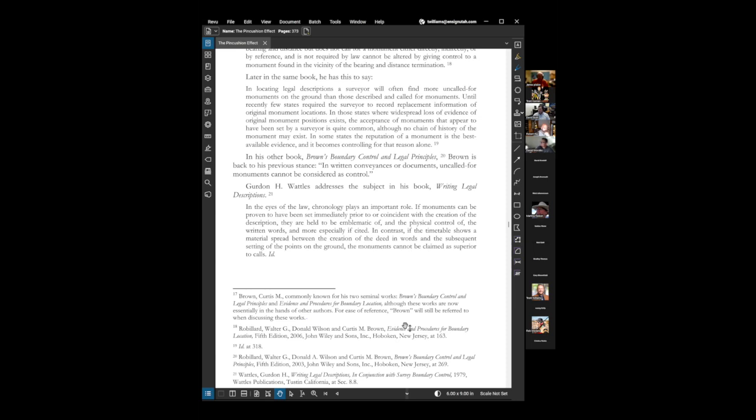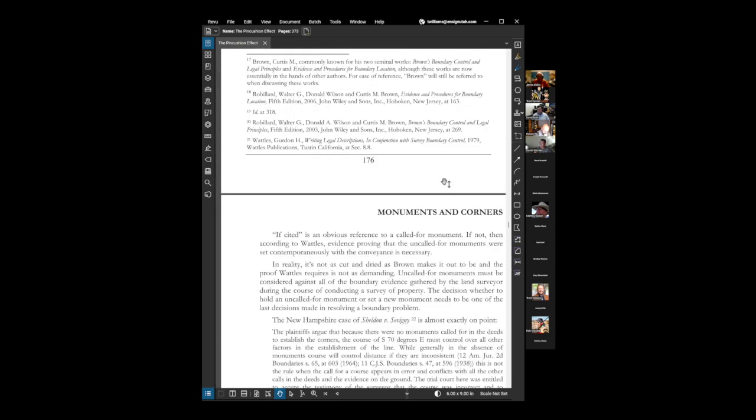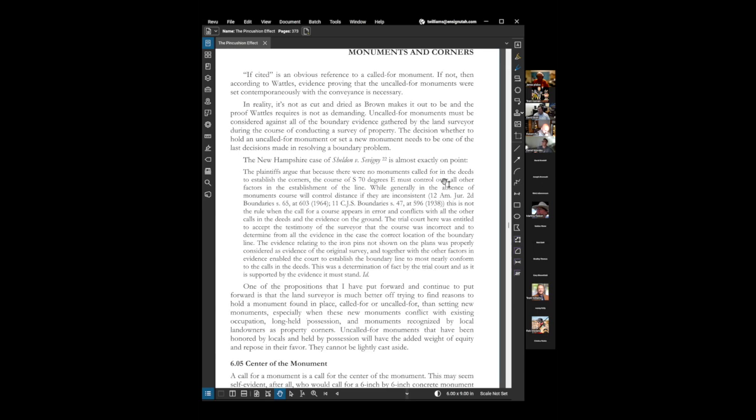Okay. The timetable there has to do with how an original monument gets its special authority. And it has a special authority or weight because it could be seen by the grantee when he actually purchased or the land was transferred to him. So it has to be in place before the conveyance is delivered to the grantee.